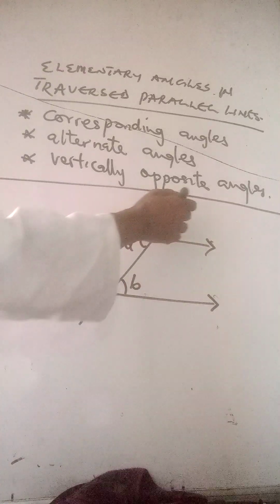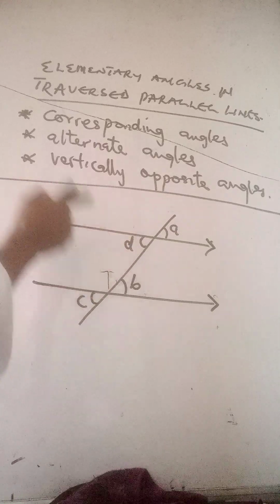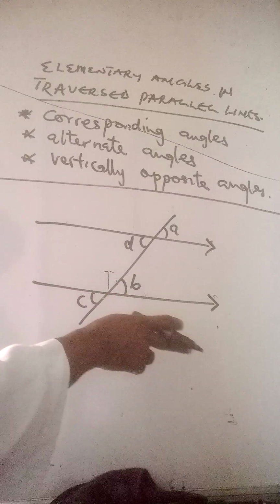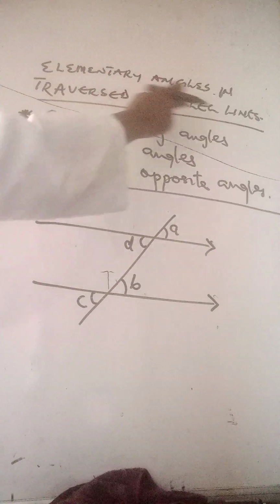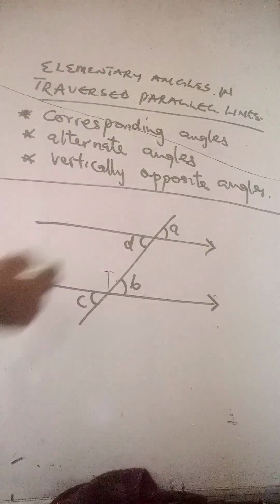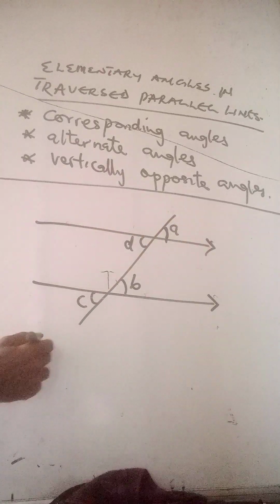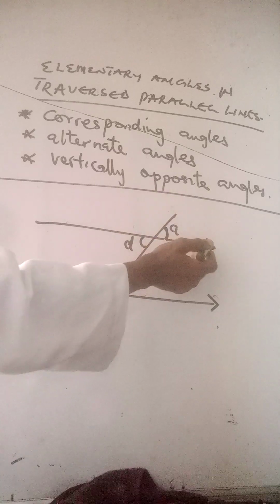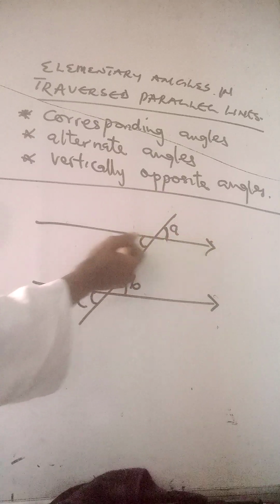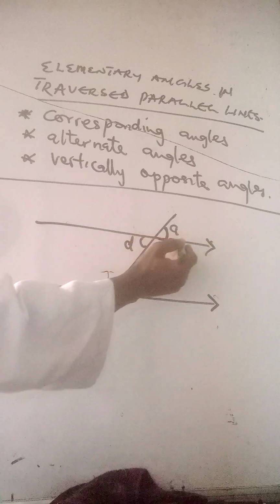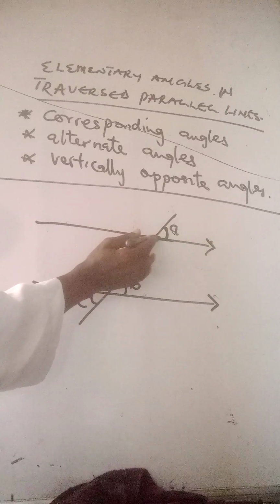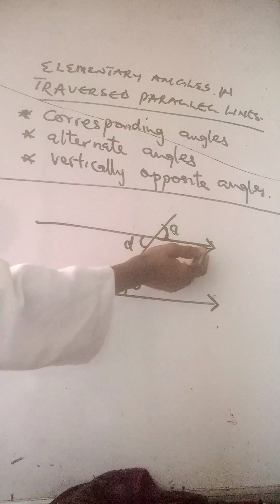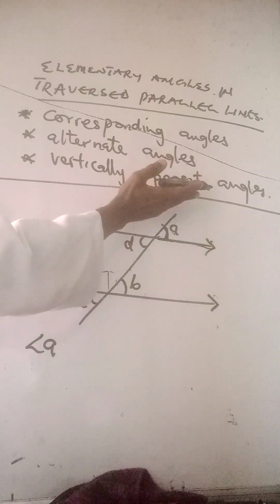Okay. Now this other line, the third line, is the traversed line. That is, it cuts across these two parallel lines. So that is what I mean by traversed parallel lines. Okay, look at angle A. Position of angle A is between the traverse line and the first parallel line, but the angle A is standing above the parallel line. Can you see? It's standing above it here, above this line, or the upper side of it.